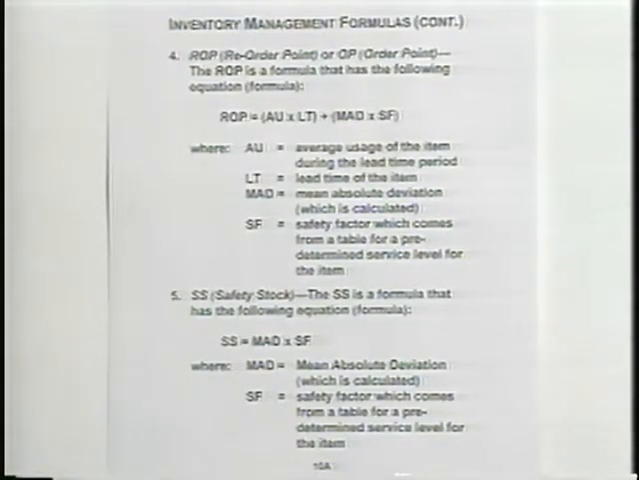Now, safety stock, its formula is really the second half of the order point formula. So you'll notice I have the safety stock formula equal to MAD, mean absolute deviation, times the safety factor. And again, those data elements are defined the same way that I defined those data elements in item 4 above under the order point system.